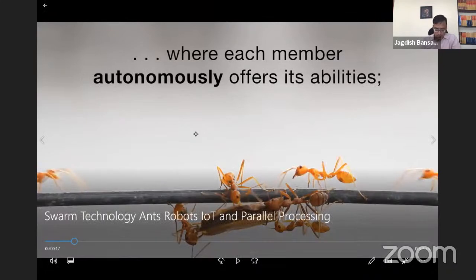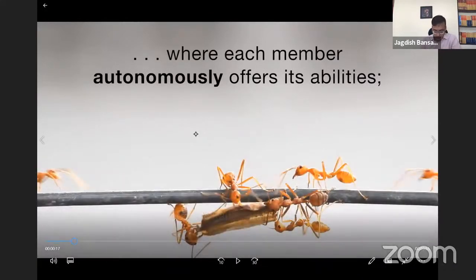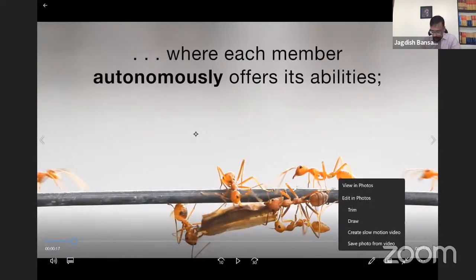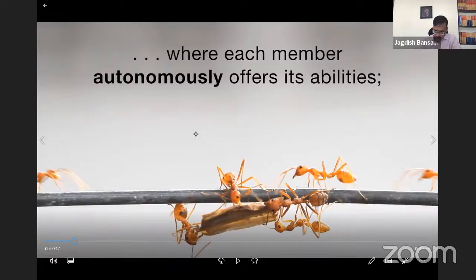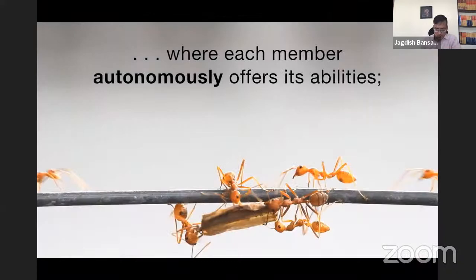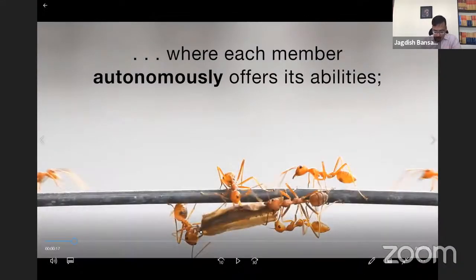I already told you that they autonomously offer their abilities. Look here, this ant, the bottom ant. Actually, I don't know if I can write this. No, I cannot write here. Sorry. So they autonomously offer their services. You can see the bottom left ant started catching this insect from this side, so that it will not drop. So everybody is offering its services. So it's an autonomous system.